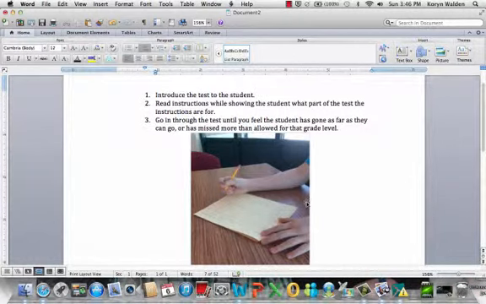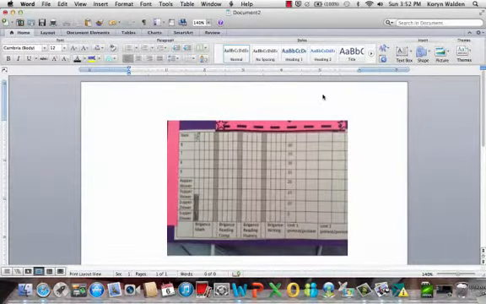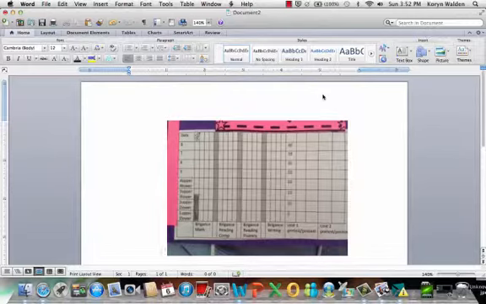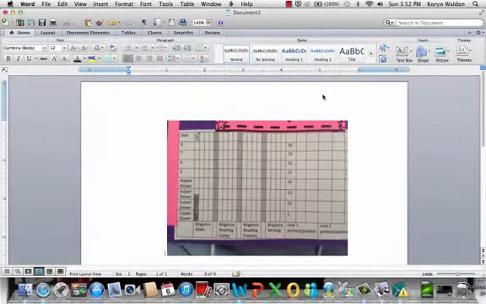Here is a picture of one of the students that I worked with taking the Brigance math test. After giving the Brigance, it is important to document the results of the test in a chart that looks something like this. It's very important to keep these records so you can see the growth that your child has made and what things you need to work on with your child.